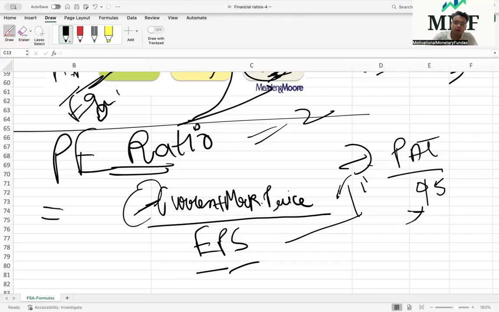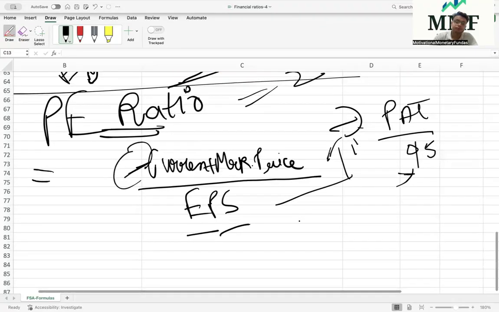Also, here comes the drawback of the price to earning ratio, right? कि सब इंडस्ट्रीज के लिए इस रेशियो को यूज करना ठीक नहीं है. Now, one more thing.